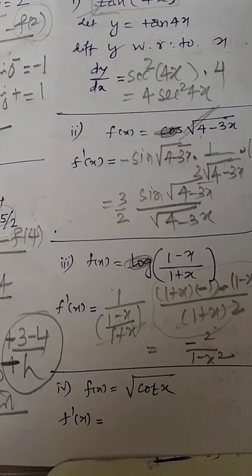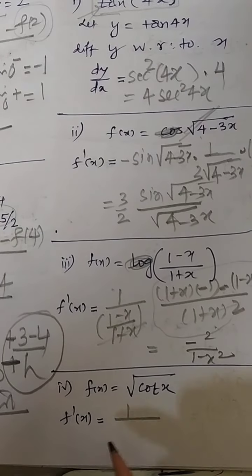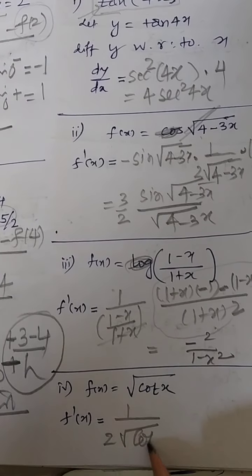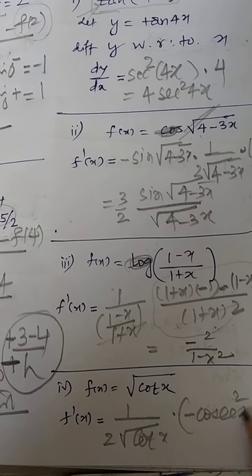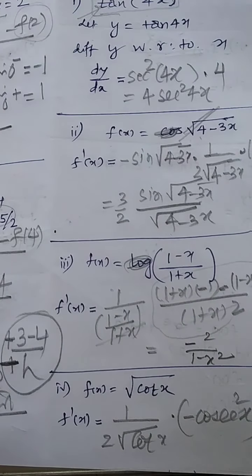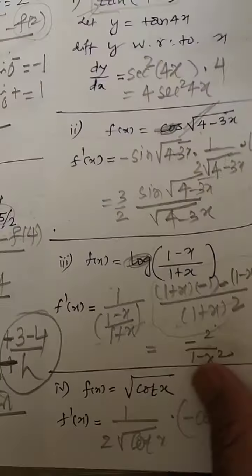Quickly can you tell this? It will be correct. 1 by 2 root cot x into minus cosec square of x. So you should be comfortable with this way of answering the question. Few more problems based on that concept only.